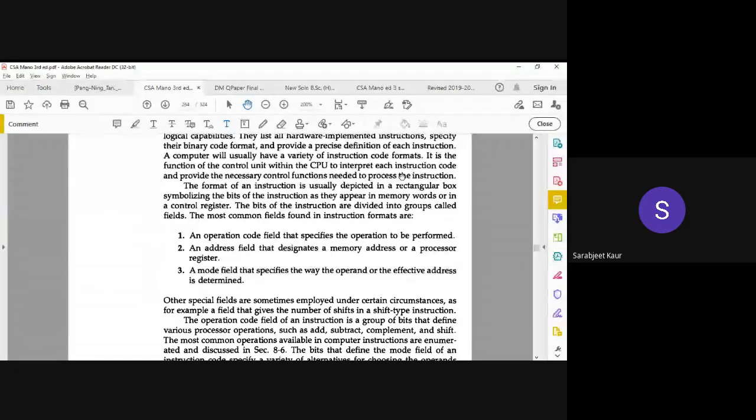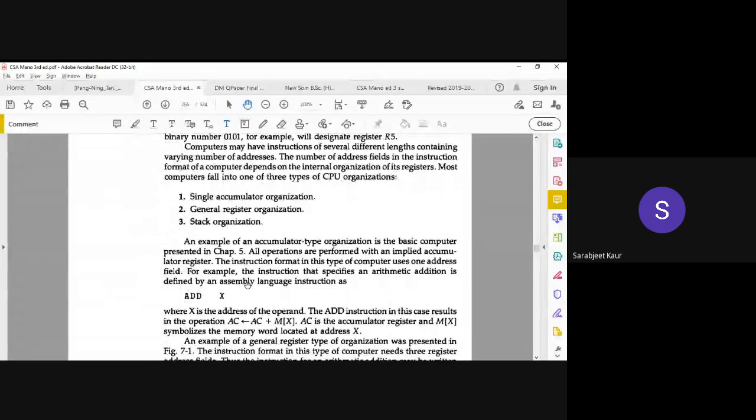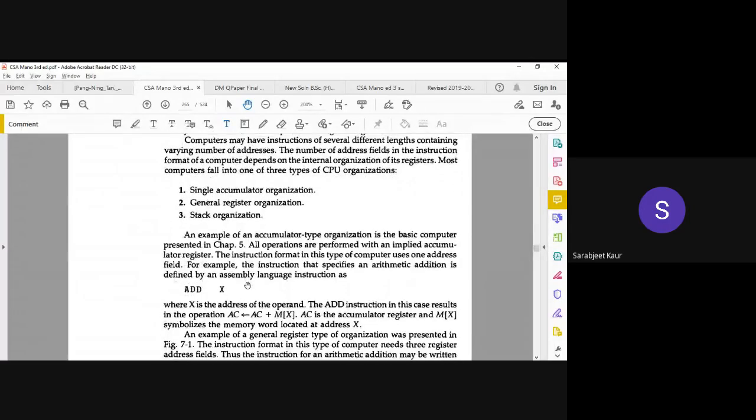Up till now we've seen two addressing modes, if you remember: the direct addressing mode and the indirect addressing mode, right? We will also look at many other addressing modes in the next section, that is 8.5, after we have a look at instruction formats. So the third field in the instruction was a mode bit, right? Now the instructions could be of different lengths.